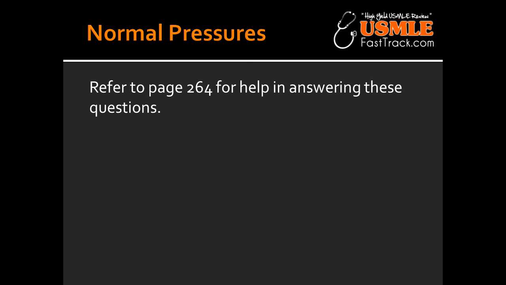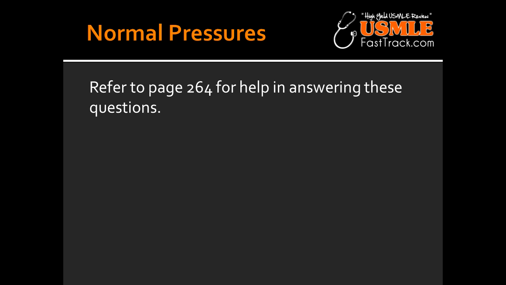Normal pressures in different areas of the heart. What is the normal pressure at the left ventricle? The normal pressure of the left ventricle is 130/10. What is the normal pressure of the right ventricle? The normal pressure of the right ventricle is 25/5.